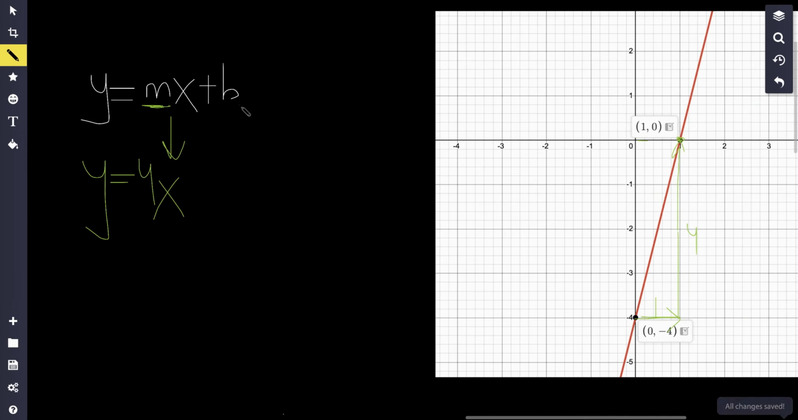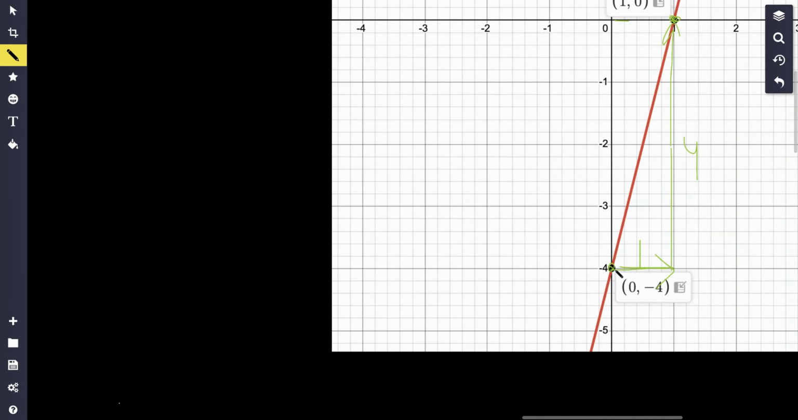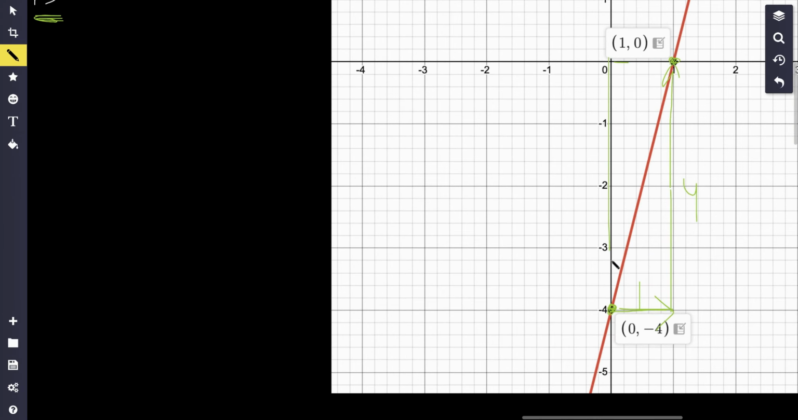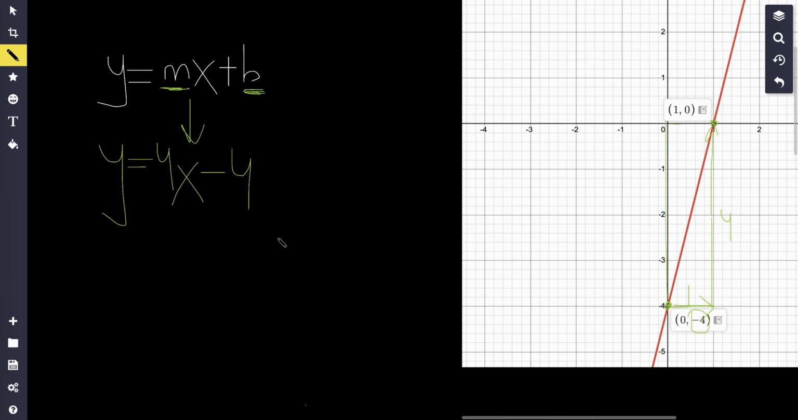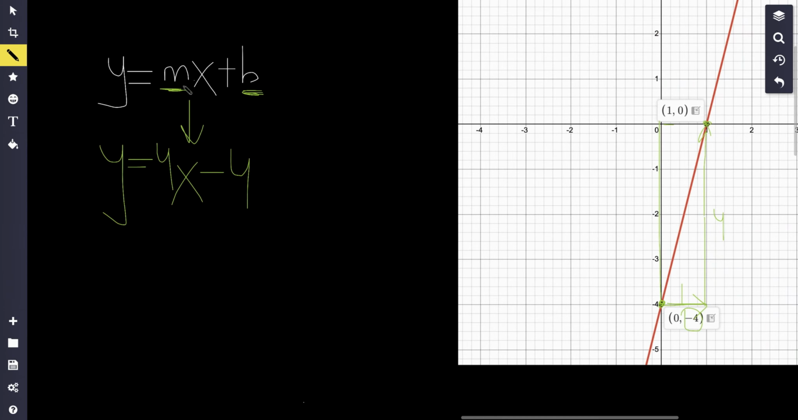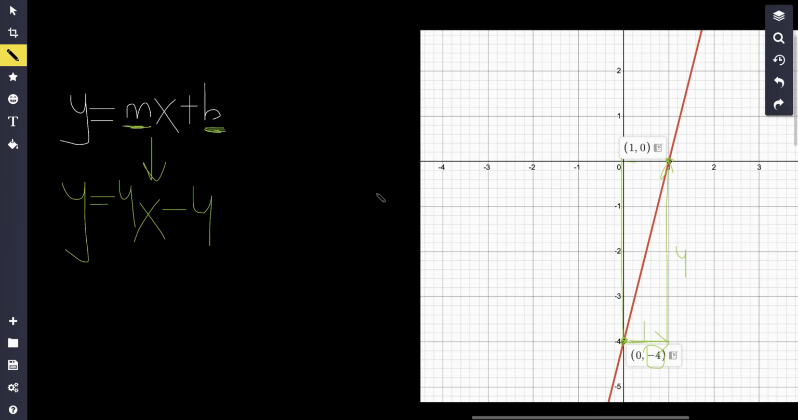And this b represents our y-intercept, our starting point. Well, what is our starting point? Our starting point, when x is equal to 0, notice how the y value is -4. So our graph would be 4x minus 4. All right, and that's going to be our answer.